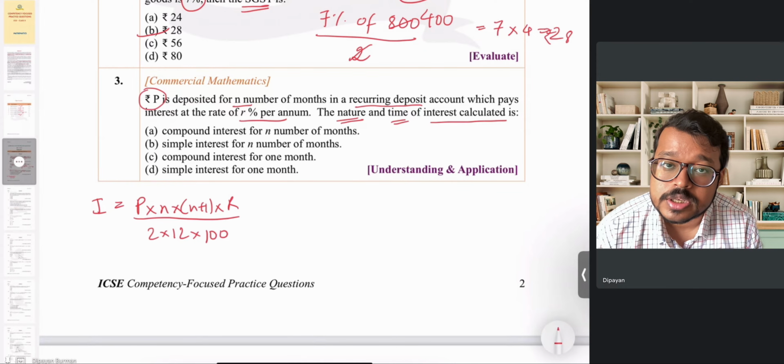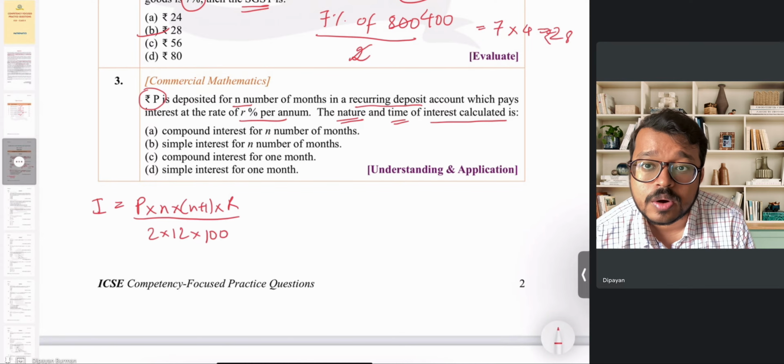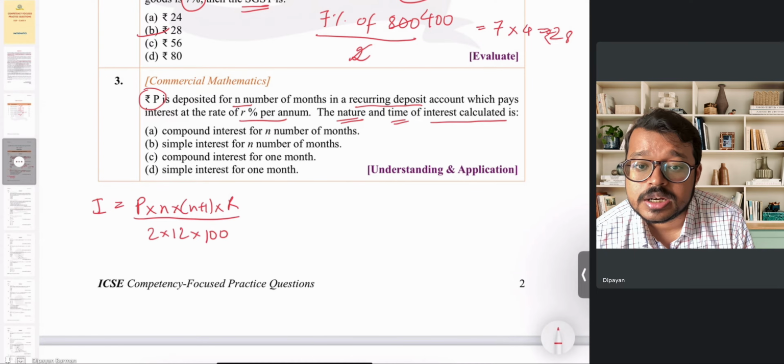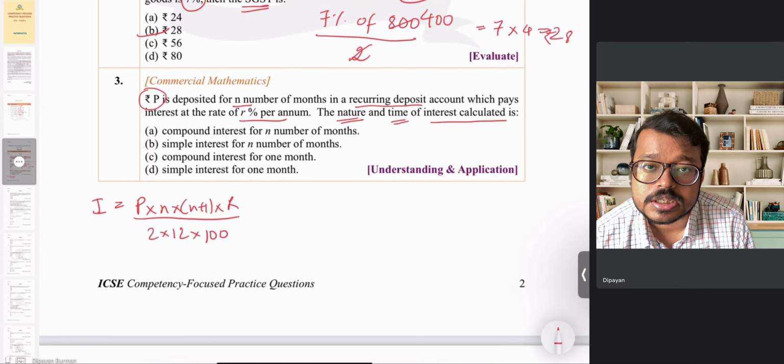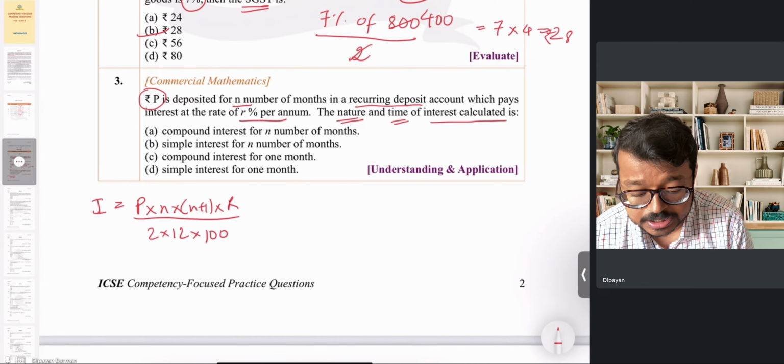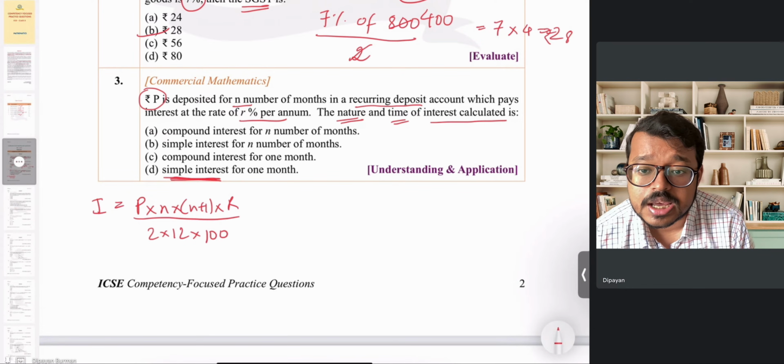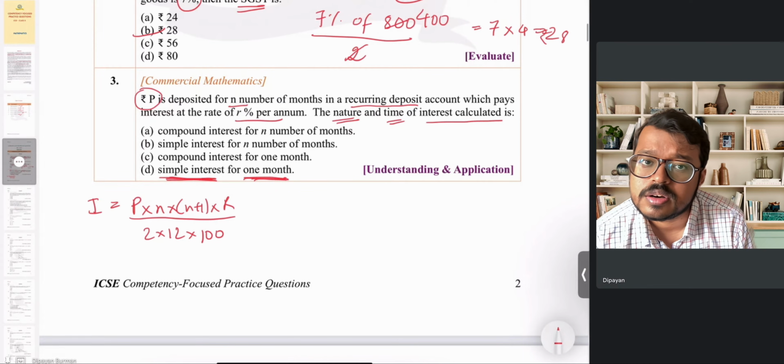Now there are some questions which are being asked about how exactly we get this interest for a recurring deposit account. So the idea is that we are depositing the same money, that is the monthly installment, every month, and then the bank is actually calculating simple interest at the end of each month, and finally after the maturity period the total interest will be the sum of the interest calculated at the end of each month. So here the answer will be that the nature and time of interest calculated will be, first it is simple interest, not compound interest, and it is being calculated for 1 month, and later all the interests are being added up.